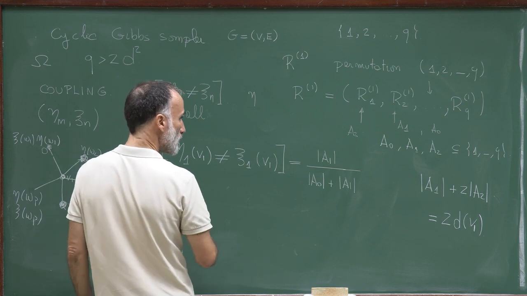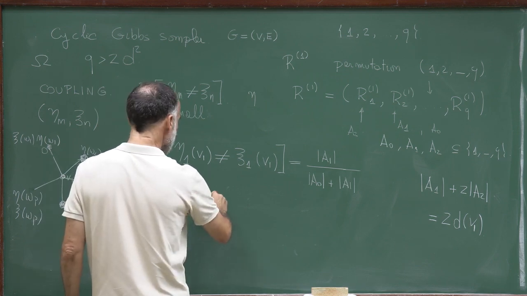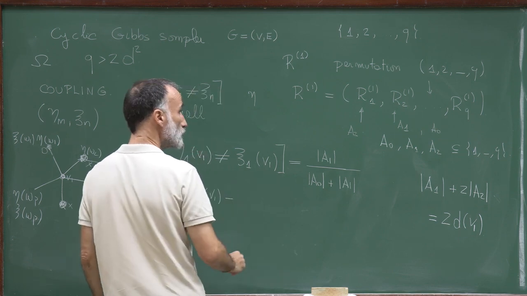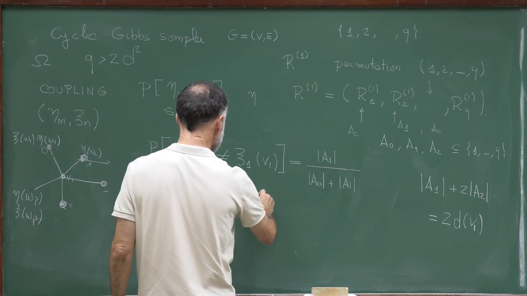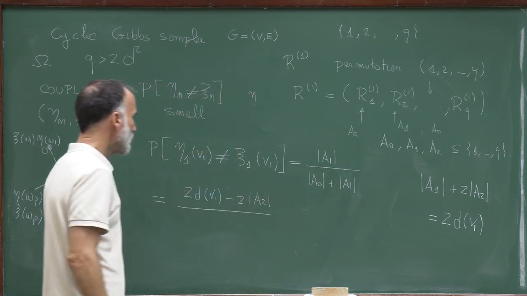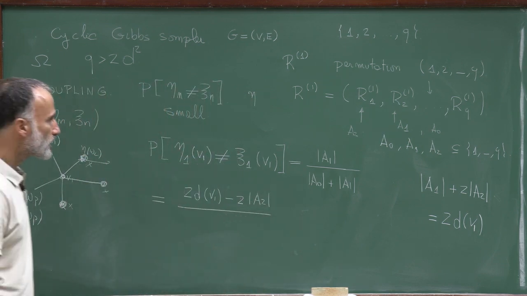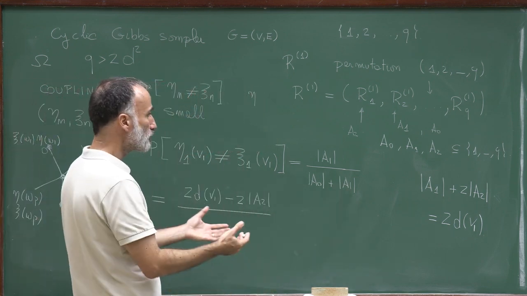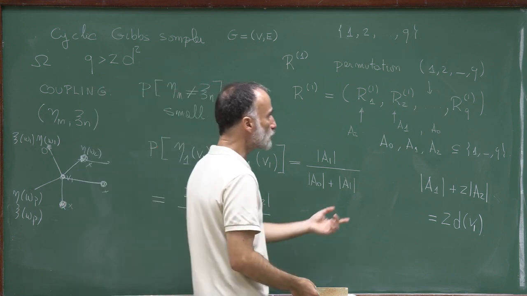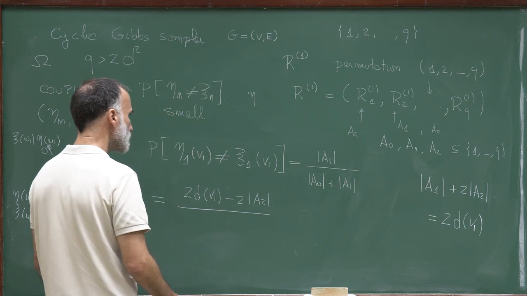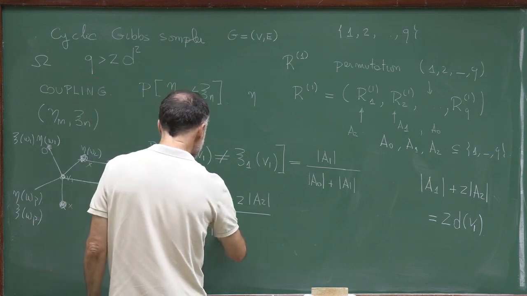2 times dV1 minus 2A2. And on the other hand, A0 plus A1 is equal to the total number of colors minus the set A2, because these sets form a partition of the set of colors. So this is Q minus A2.